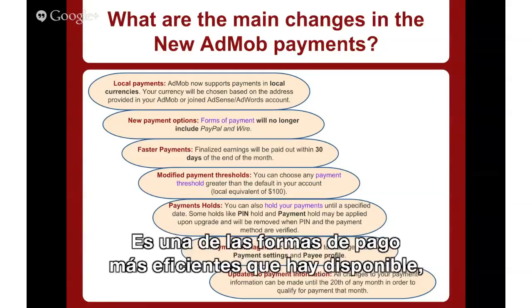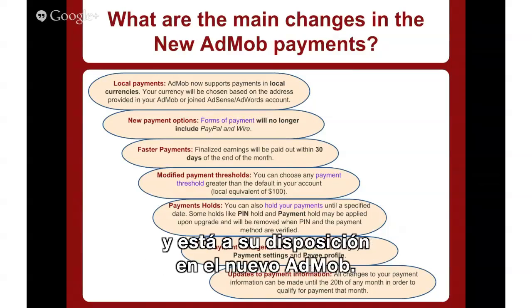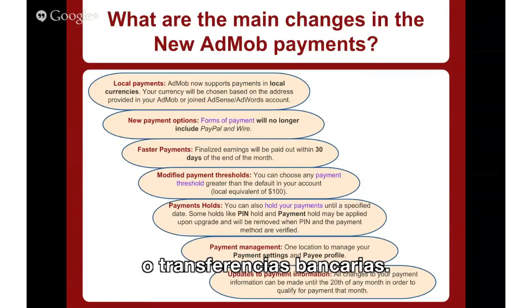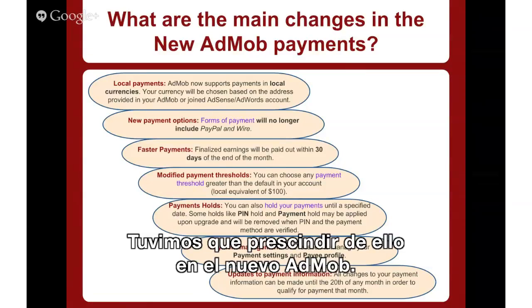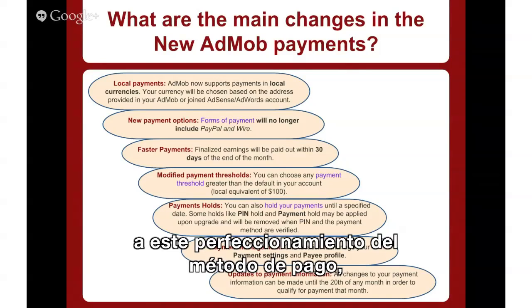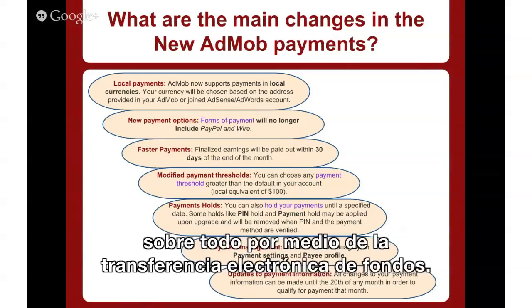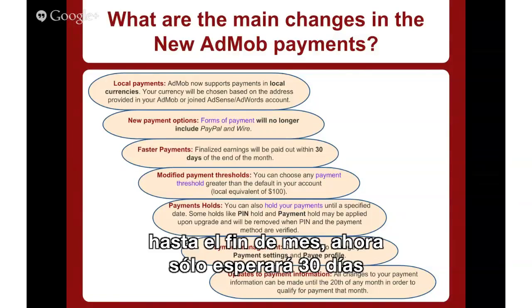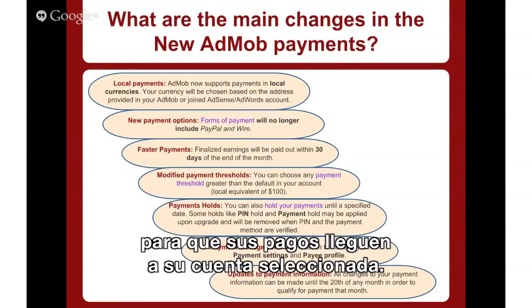This is the main difference, so this is one of the most efficient forms of payment available right now, and this one is available to you in the new AdMob. However, this comes with no more support for PayPal or wire transfers. We have had to drop those in the new AdMob. The payments, however, will be arriving faster to you thanks to this improved payment system, especially through the electronic fund transfer. And instead of waiting on average about 45 to 50 days from the end of the month, you'll only wait 30 days now for your payments to arrive in your selected account.